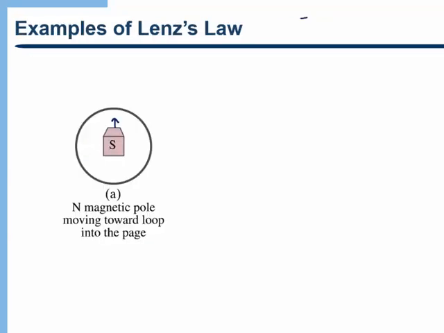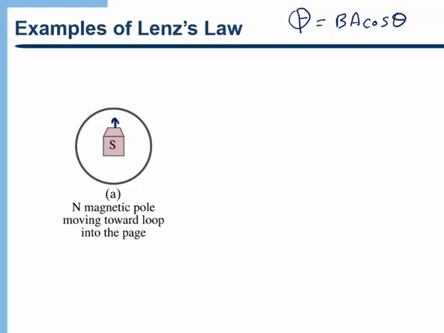Let's look at a number of examples using Lenz's law. So again, we know that the flux is equal to BA cosine theta. And what we've said is that in order to get an induced voltage, we have to have a change in flux. The flux has to be changing in time in some way.